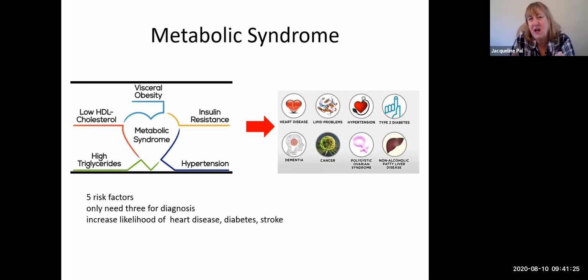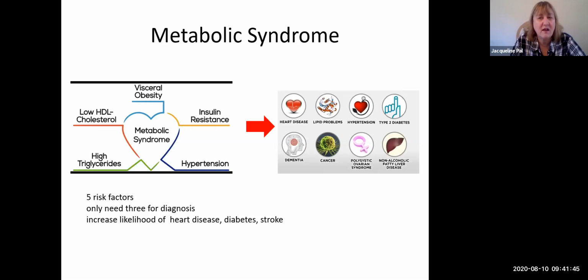And metabolic syndrome means you are at much higher risk for diseases such as heart disease, diabetes, stroke, and dementia, as well as things such as polycystic ovary disease, which makes it nearly impossible to get pregnant.